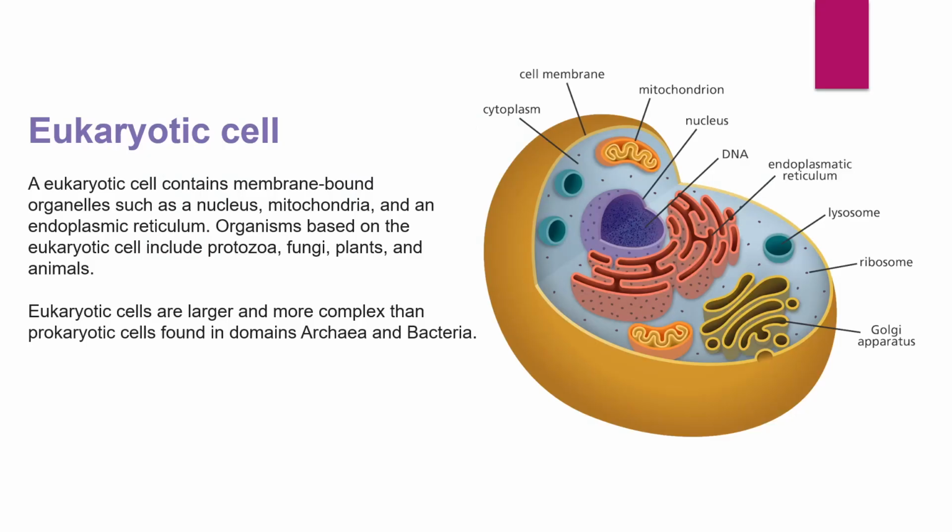There are two types of cell. The first is the eukaryotic cell, and this is the image of a eukaryotic cell. A eukaryotic cell contains membrane-bound organelles such as nucleus, mitochondria, and an endoplasmic reticulum. Organisms based on the eukaryotic cell include protozoa, fungi, plants, and animals. Eukaryotic cells are larger and more complex than prokaryotic cells found in domain archaea and bacteria.